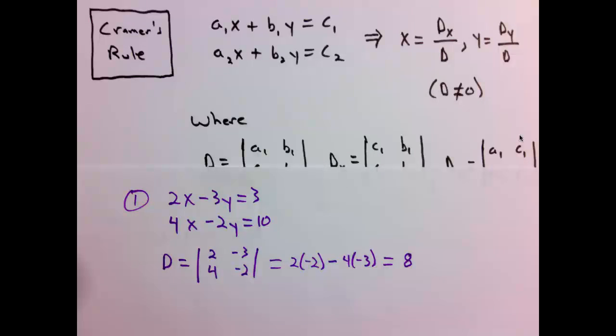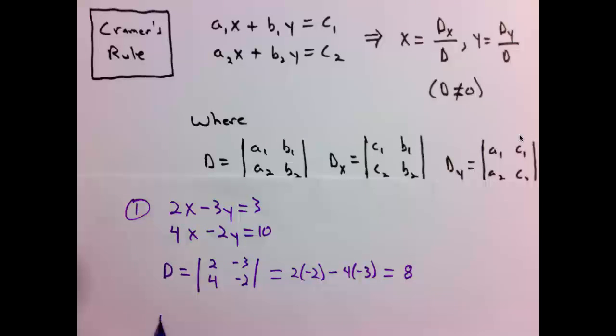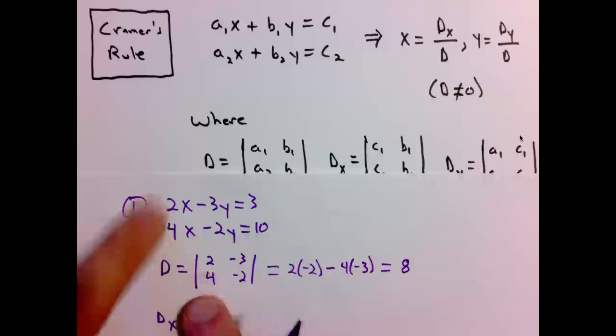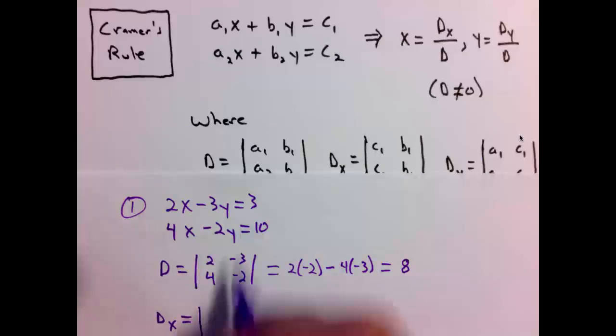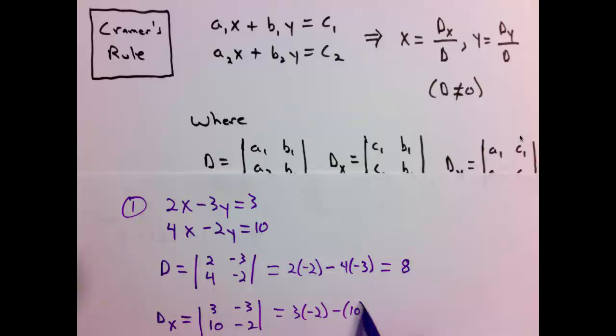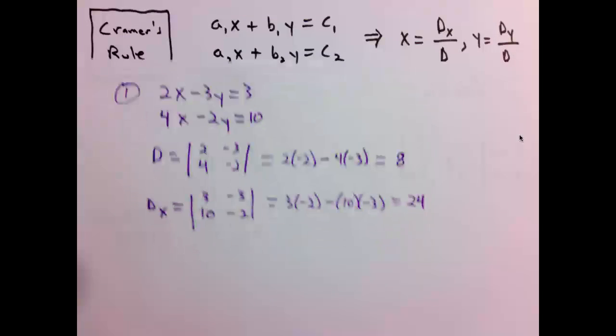Next, I'm going to find d sub x. Well, it's the same matrix, but instead of my x column, I'm going to substitute the equal to part. So 3, 10, the constants go in the x column. The y's stay the same because we're seeking the x coordinate. Well, 3 times negative 2, subtract 10 times negative 3. This is negative 6 plus 30. That's 24. That is my d sub x.